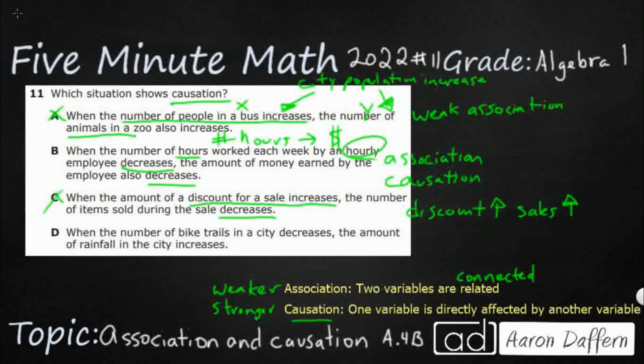definitely not a causation. And then D: When the number of bike trails in a city decreases, the amount of rainfall increases. What in the world do bike trails have to do with rainfall? I don't see any association. Maybe if there is one, it's super, super weak. But no. The best answer here is B.